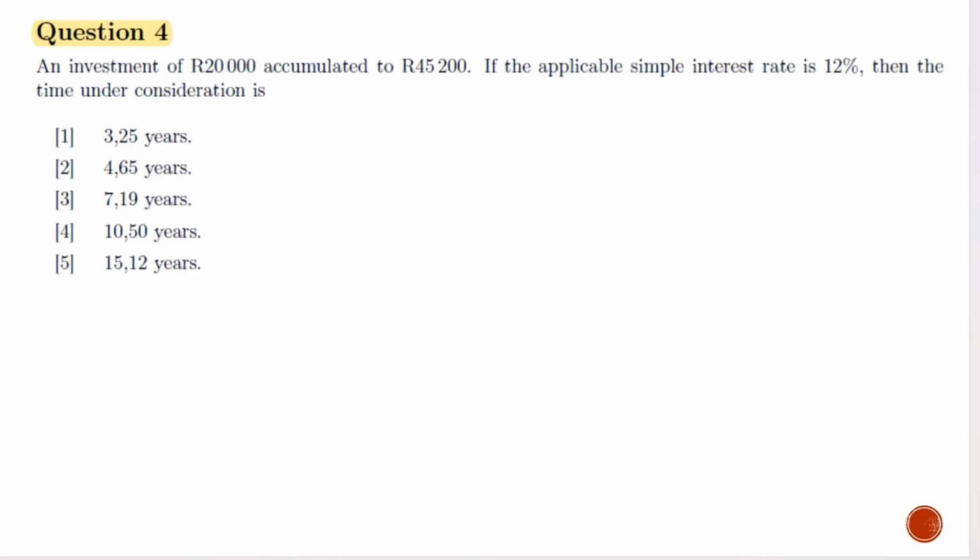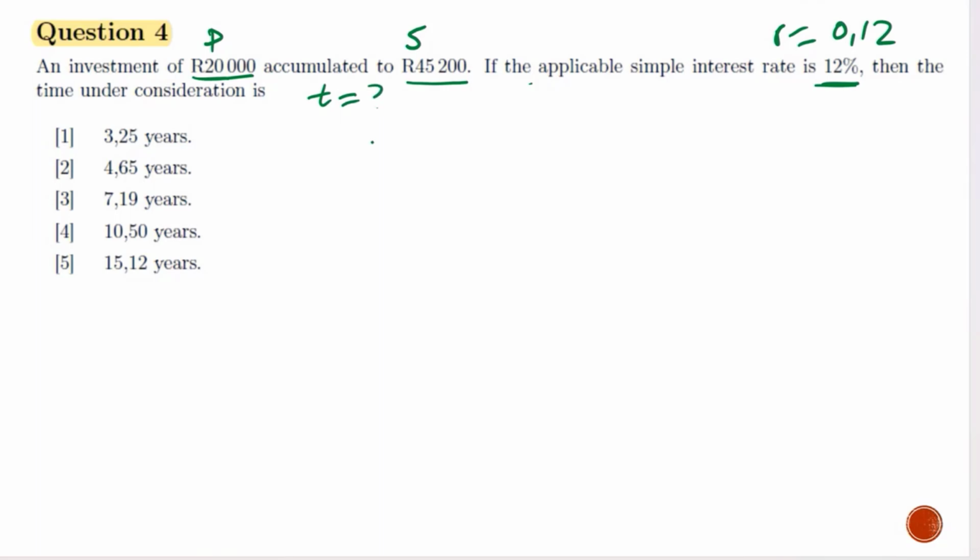Here, the question: an investment of 20,000 accumulated to, okay? So this is an investment that has accumulated. So now this is your future value. This one is your present value, okay? If the applicable simple interest is 12%, so this is a simple interest formula. So your R is equal to 12%. Then the time, so you are asked to find the time here.